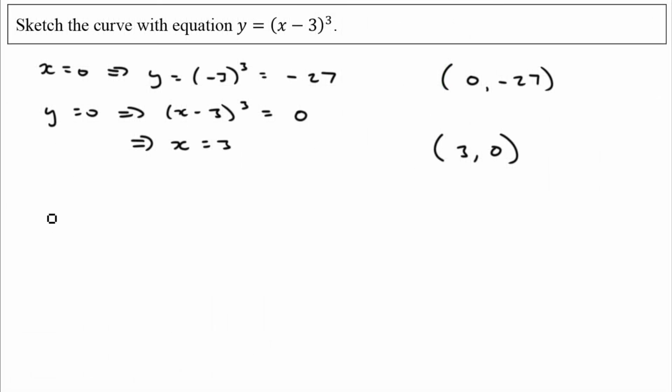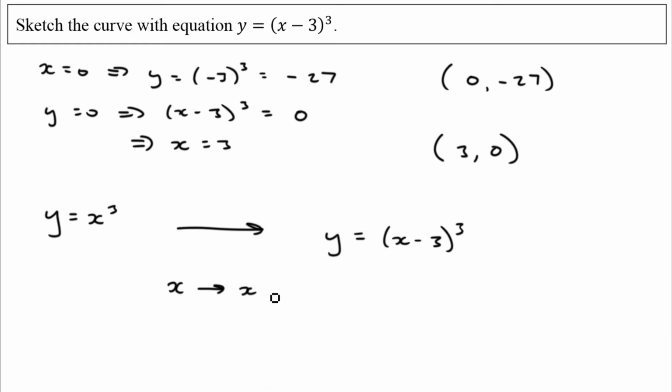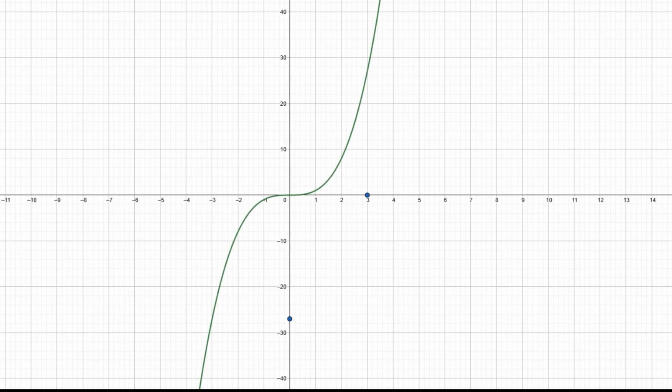Well, suppose we have started off with the cubic curve that we know well. How could we get the one that we are trying to sketch from that curve? We can do it by replacing x by x subtract 3, which we know from our transformation work is the same thing as doing a translation of 3, 0. In other words, if we start off with our y equals x cubed graph and then translate 3 places to the right, we will end up with the curve that we are interested in.